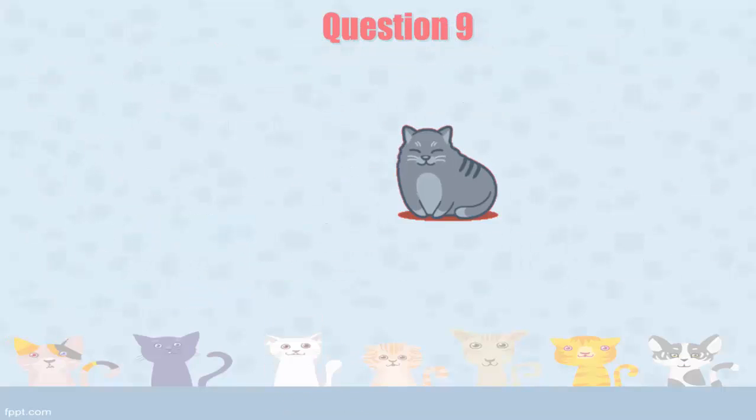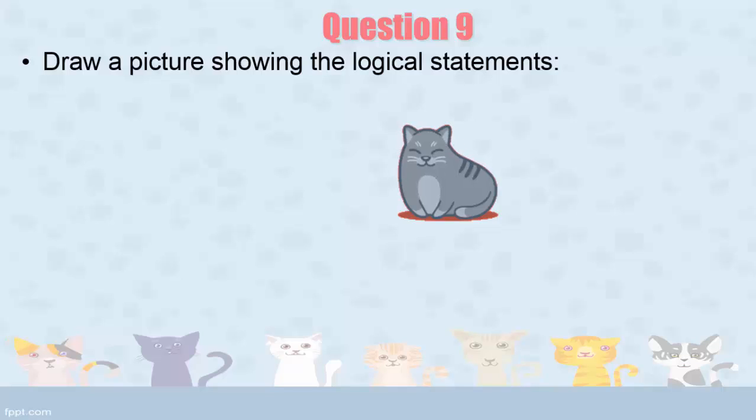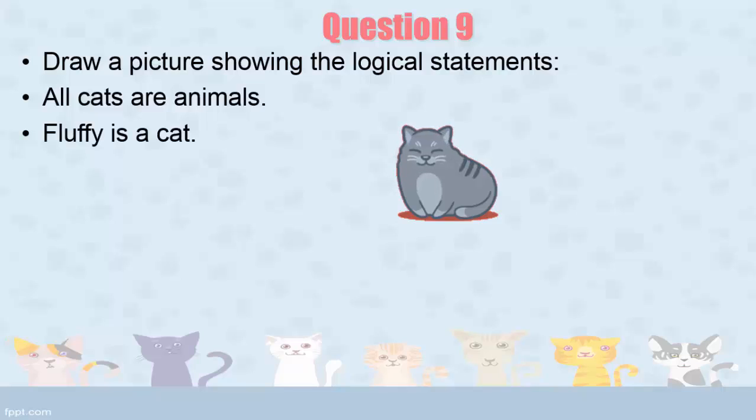So looking at question number 9, we draw a picture showing the logical statement: all cats are animals, Fluffy is a cat, and Buster is an animal. Well, let's see, how would we describe this in an Euler diagram?